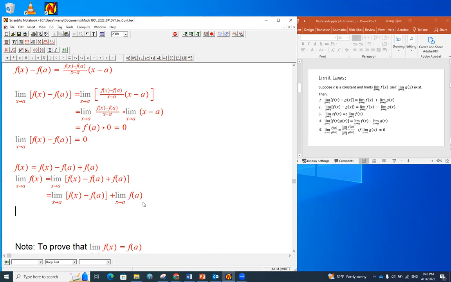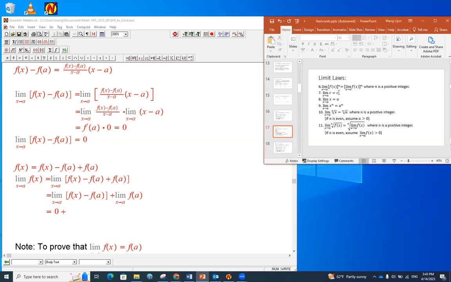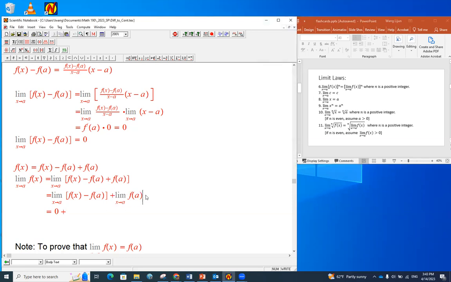Because the individual limit exists. And now, of course, we can just plug in what we have. The first limit in this expression, we have it, it's 0. And the next one, f of a, is a constant. The limit of a constant is the same as the constant, so that's f of a. The limit of f of a is f of a, because f of a is treated as a constant. So finally, we got the limit.